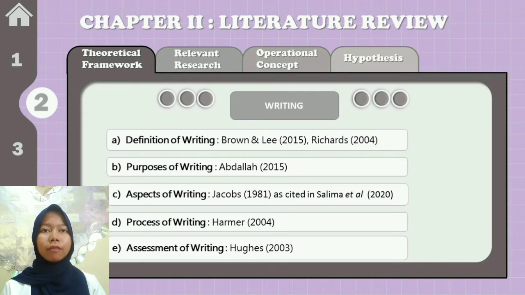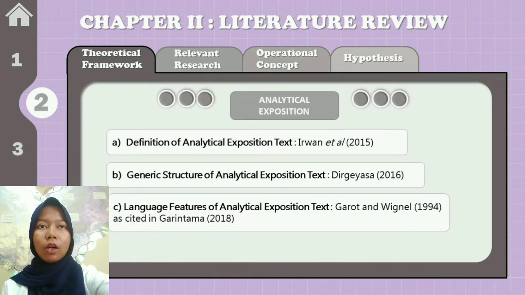The theory that I took from Brown and Lee 2015, Richard 2004, Abdallah 2015, Jacobs 1981, Harmer 2004, and then Haggis 2003. Okay, in analytical exposition, there are 3 items. The first, definition of analytical exposition text, generic structure of analytical exposition text, and then language features of analytical exposition text. The theory that I took from Erwan et al. 2015, Dergayasa 2016, and Garot and Wignall 1994.